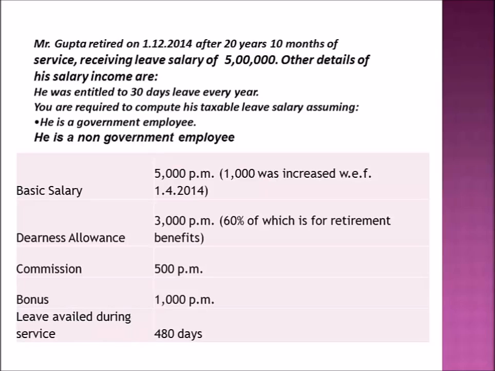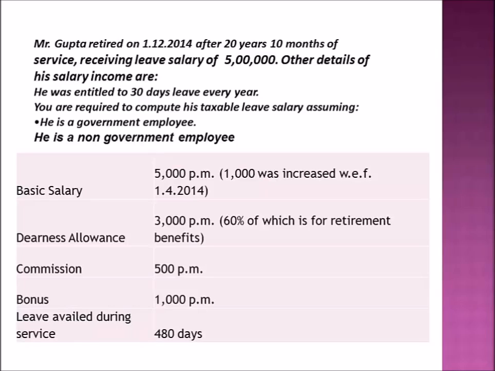Now, other details of his salary income are given over here. Basic salary 5,000 per month, which was increased by 1,000 with effect from 1st of April 2014. Dearness allowance 3,000 per month, 60% of which is for retirement benefit. So we have done this so many times, and now we know that only the DA forming part of dearness allowance as retirement benefit is included in the salary.